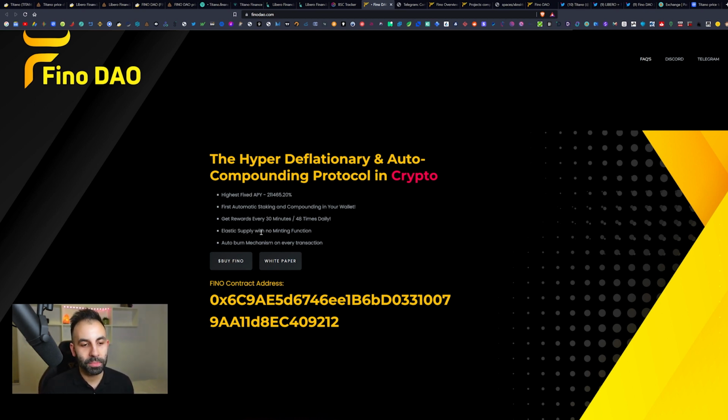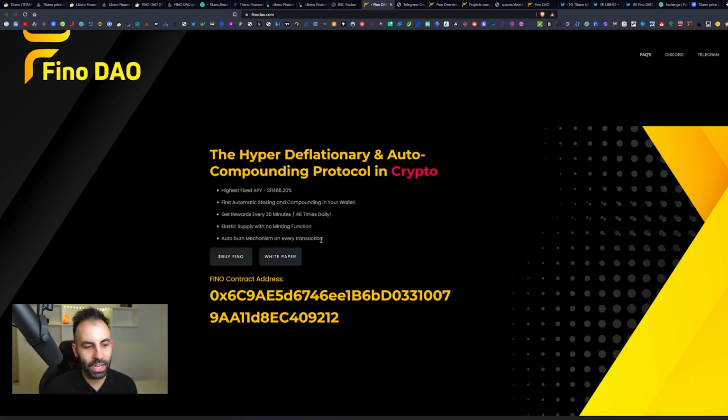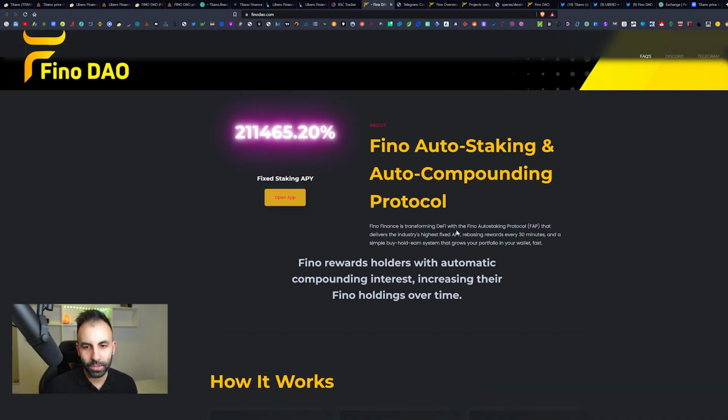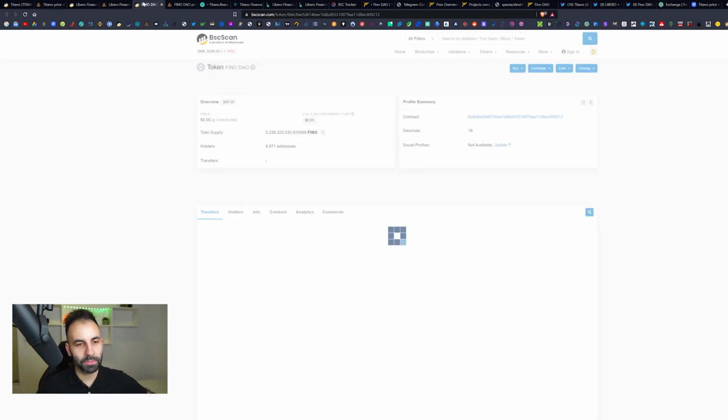It has an elastic supply with no minting function. This means that no new tokens can be created, right? The supply adjusts back and forth depending on the actual algorithm that was encoded into the smart contract. It has an auto burn mechanism on every transaction, and here is the contract address if you want to go and see the token, and that can take you here to Binance Smart Chain, to BscScan, and you can see the token here and all of the token details.